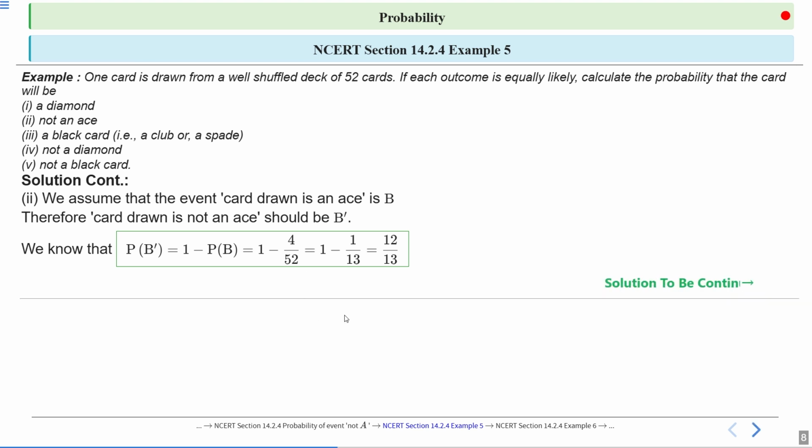So now we will find the probability that the card will be a black card.